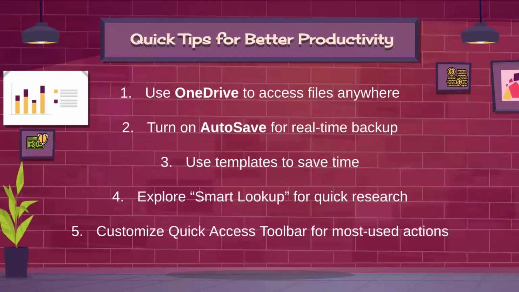Quick tips for better productivity. First, use OneDrive to access files anywhere. Two, you can turn on autosave for real-time backup, which saves time so you don't have to press all those commands. Three, use templates to save time. Four, explore Smart Lookup for quick research. And five, customize the quick access toolbar for your most used actions.